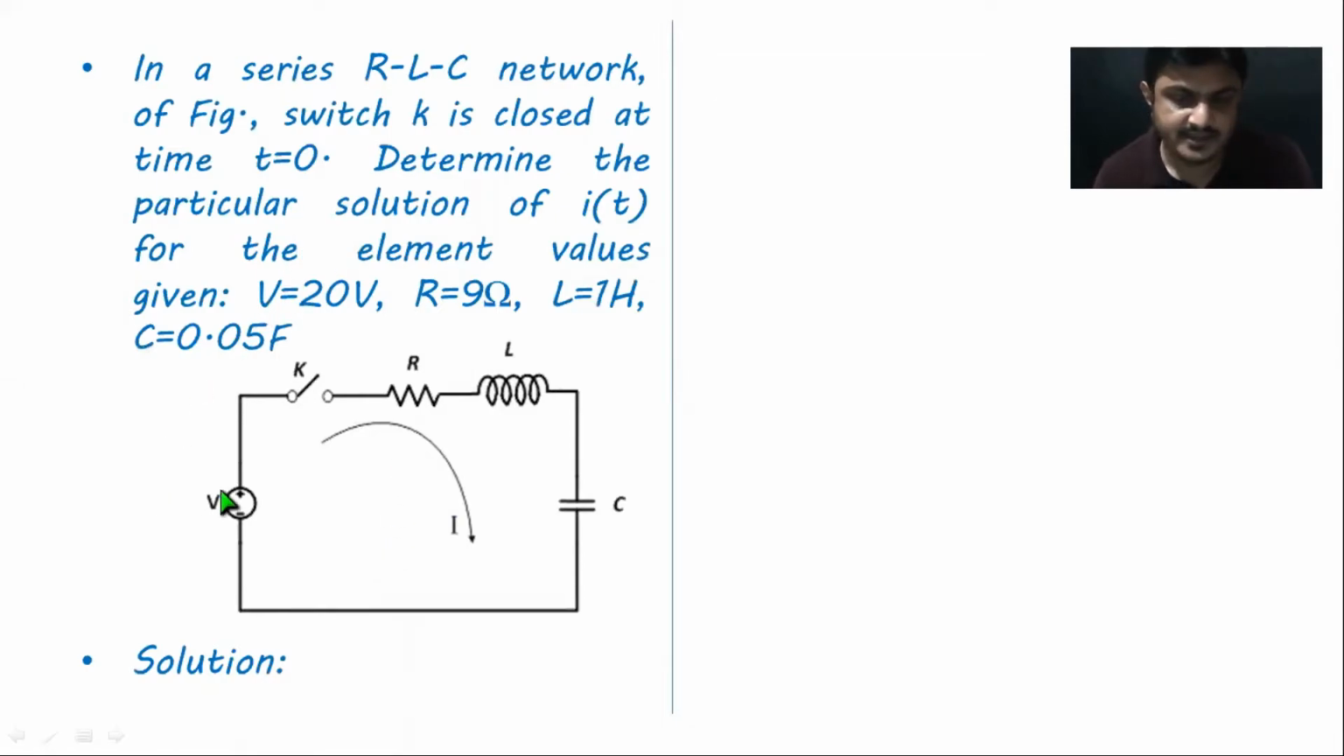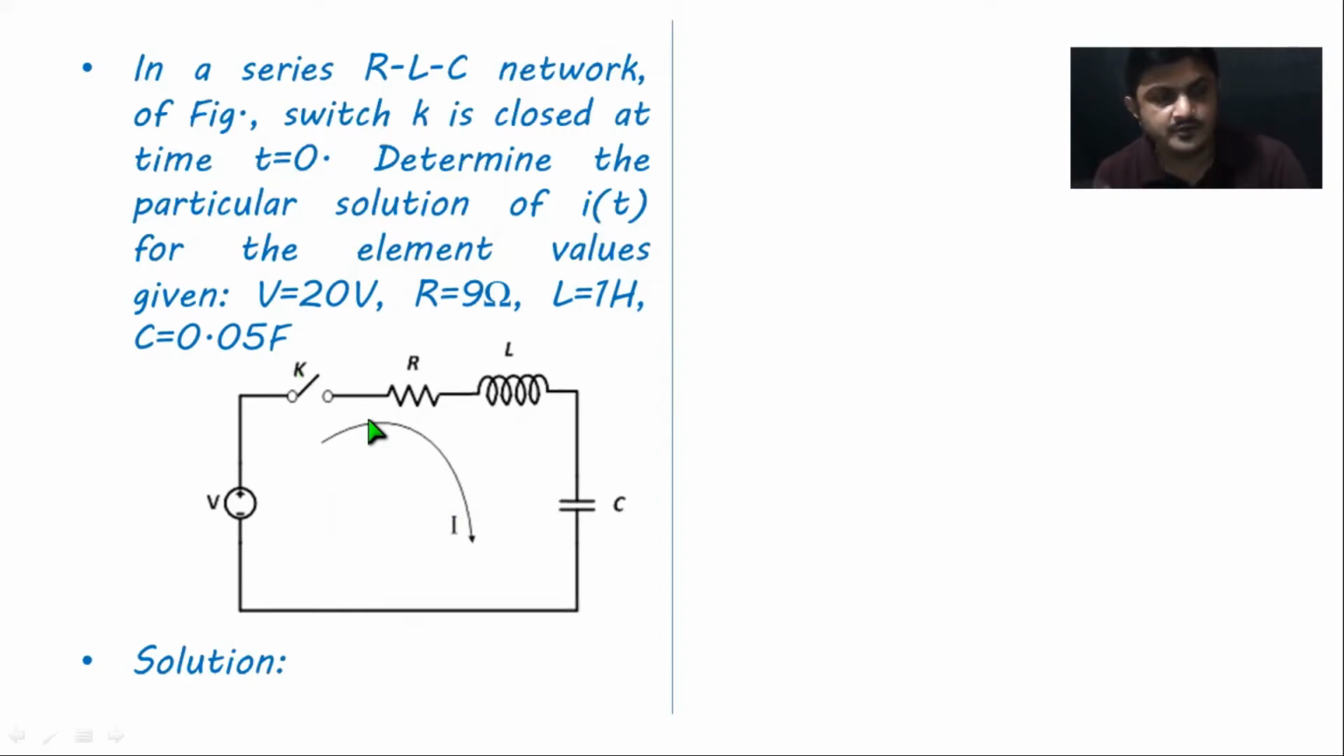It is given that the applied voltage V is equal to 20 volt, the resistance R is 9 ohm, the inductance L is 1 Henry, and the capacitance is 0.05 farad. So let us start our example.